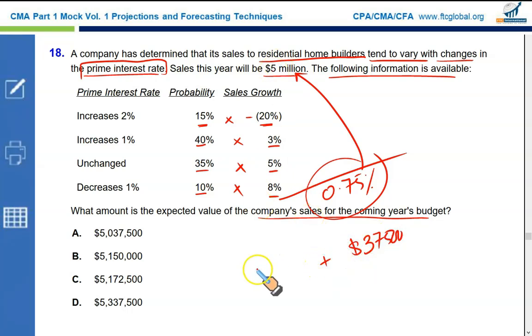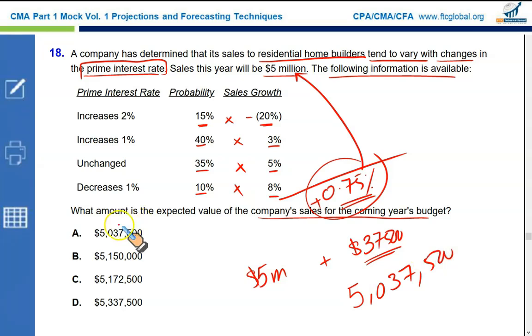So if the 5 million sale is expected for the year, and the interest rate changes with the expected probability, the sale might go up because the result is plus 37,500. So the sale we can expect is 5 million plus 37,500, which will give you 5.0375 million. That makes A the correct option.